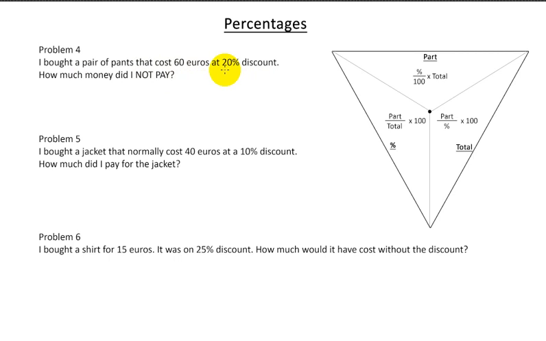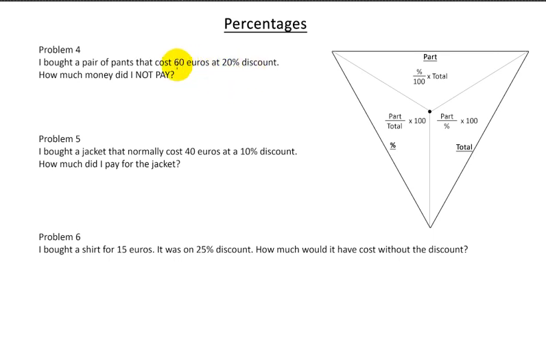What that means is that if you were to normally pay 100 euros for something, you would not pay 30% of that, meaning you would not pay 30 euros. You'd pay 70. That's what a discount, that's what sales are. You don't pay a certain percentage. But here it doesn't cost 100 euros. The pair of pants that we bought cost 60. And we buy them at 20% discount.